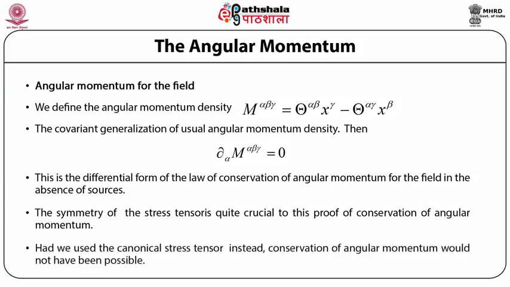Had we used the canonical stress tensor instead, conservation of angular momentum would not have been possible.